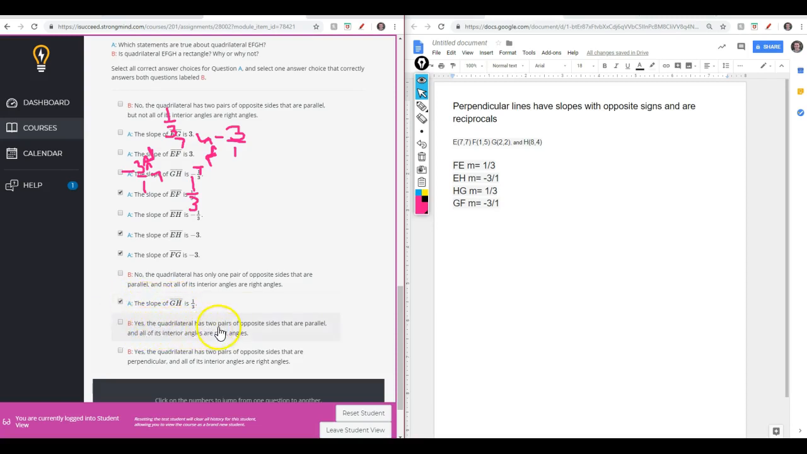Yes, the quadrilateral has two pairs of opposite sides that are parallel and all of its interior angles are right angles. Yep, that's exactly correct.